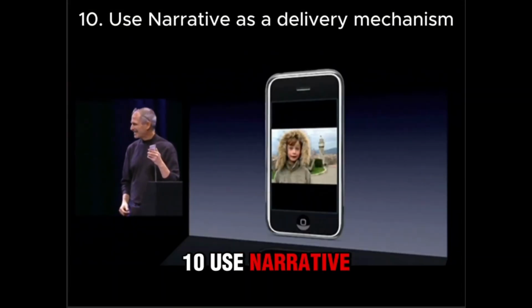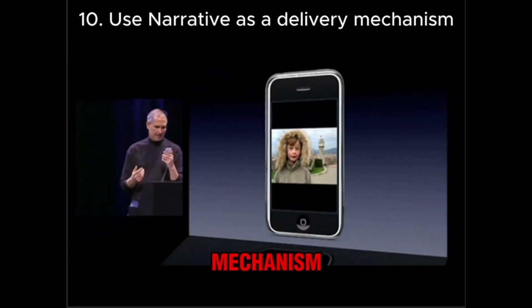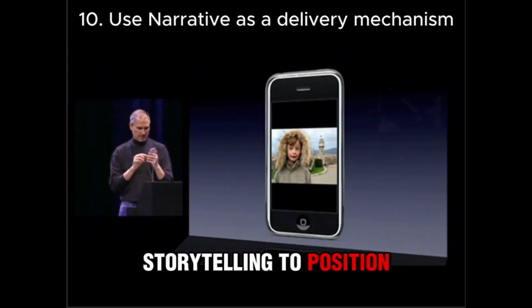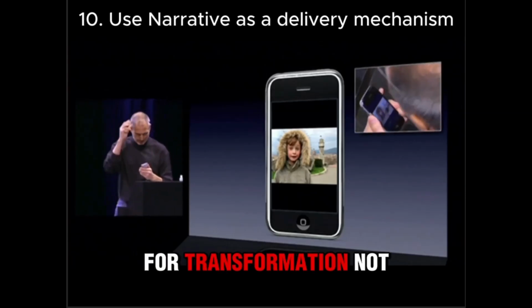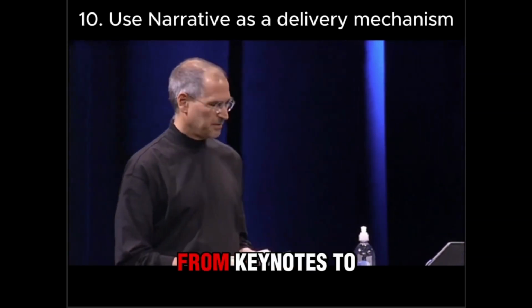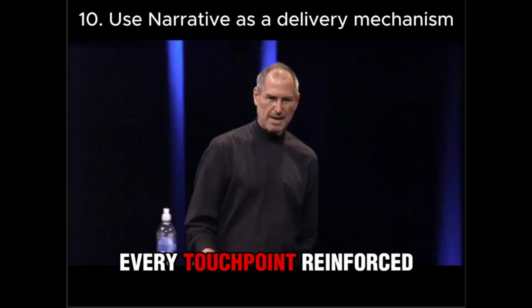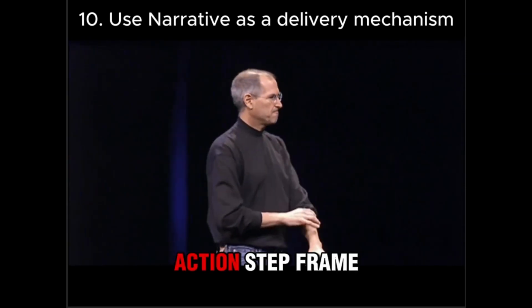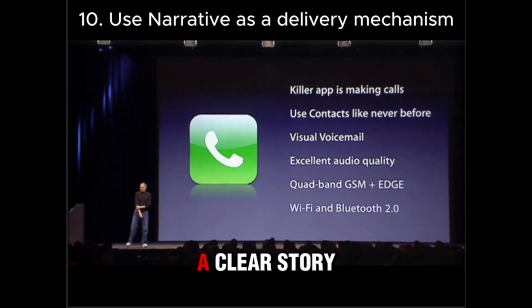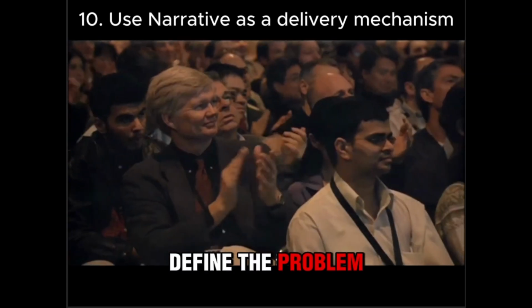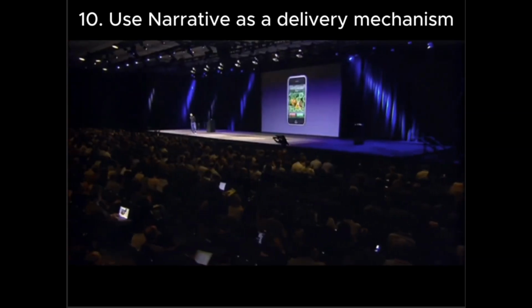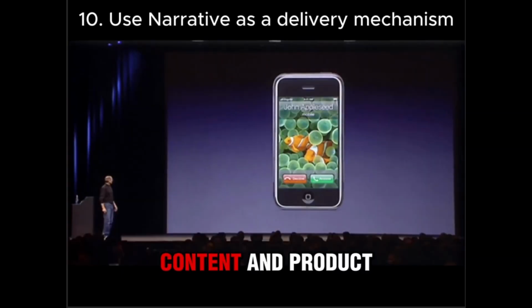10. Use narrative as a delivery mechanism. Jobs used storytelling to position Apple's products as tools for transformation, not just technology. From keynotes to packaging, every touchpoint reinforced a compelling narrative. Action step. Frame your offering in a clear story. Define the problem, transformation, and outcome. Use this structure in your messaging, content, and product delivery.